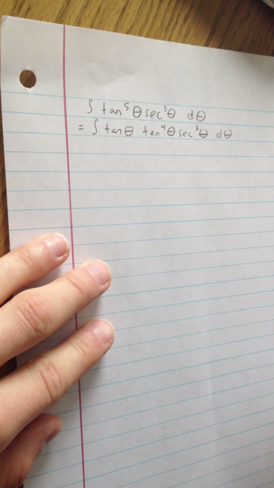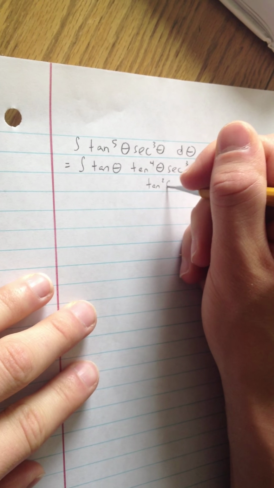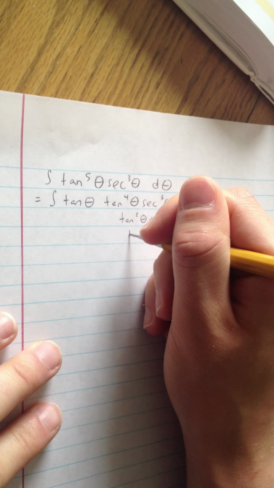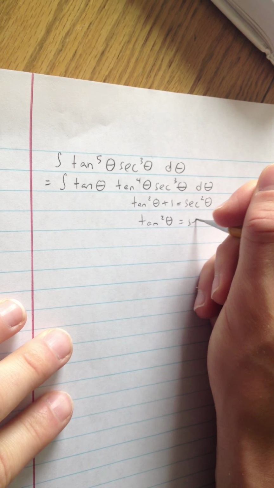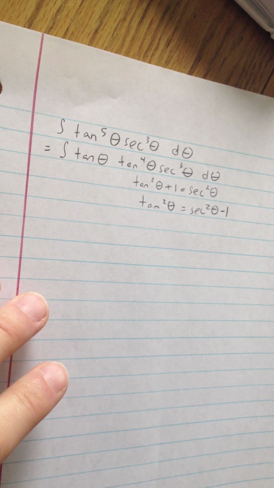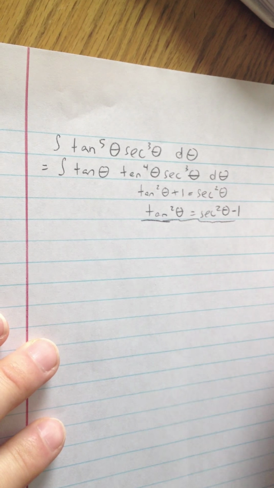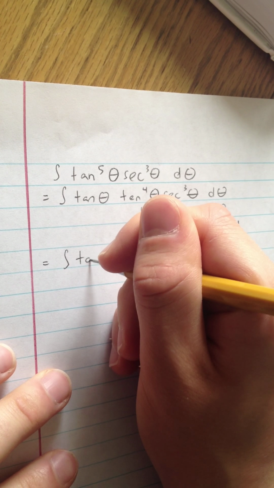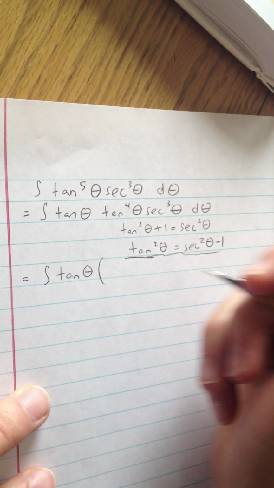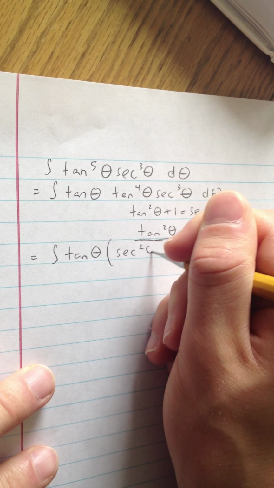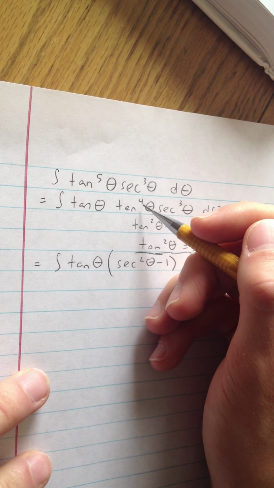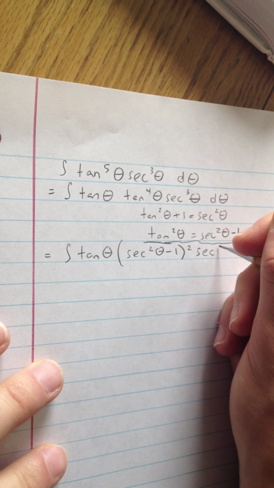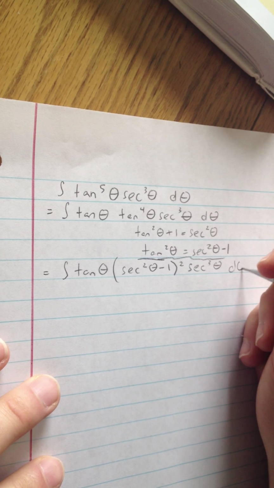And the substitution you're going to be making is tangent squared theta plus 1 equals secant squared theta. So that means tangent squared theta equals secant squared theta minus 1. So this is what you're going to be plugging into there. So you have the integral of tangent theta multiplied by this right here, secant squared theta minus 1. And because this is to the fourth, you're going to have to square this. And it's multiplied by secant to the third theta d theta.